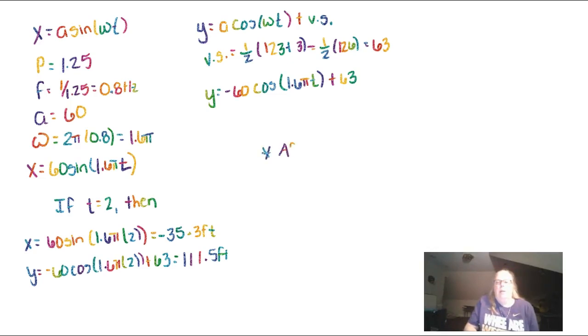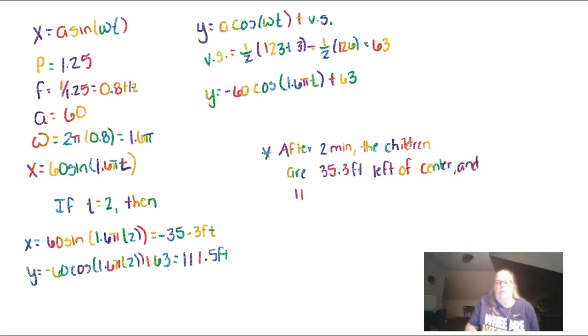So, after 2 minutes, the children are 35.3 feet left of the center and 111.5 feet above the ground.